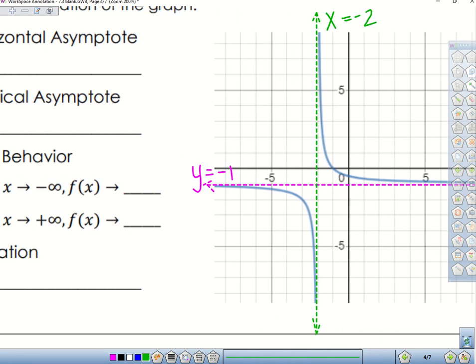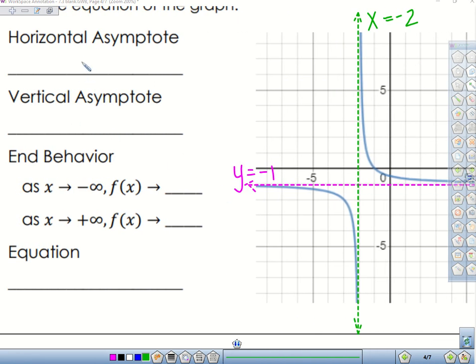So now that we have that information, we can fill those in over here. Our horizontal asymptote is going to be y equals -1, and our vertical asymptote is going to be x equals -2. Now remember, your vertical asymptote is also your h value, and your horizontal asymptote is always your k value. I was like, why did I say y? I was just looking at the y in my brain.